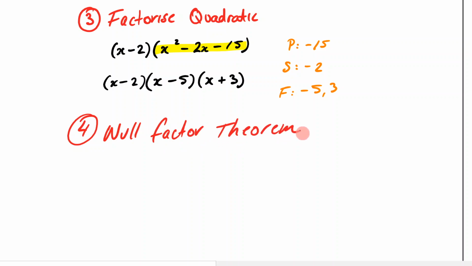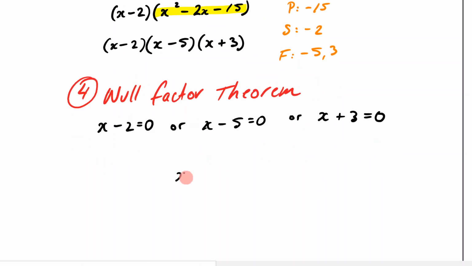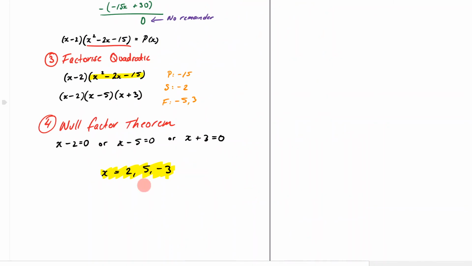Remember what we're going to do here is let each of these be equal to 0. So x minus 2 is equal to 0, or x minus 5 is equal to 0, or x plus 3 is equal to 0. And what we're going to end up with is our solutions are 2, 5, or -3. Like that. Perfect. And that's how you do these questions.